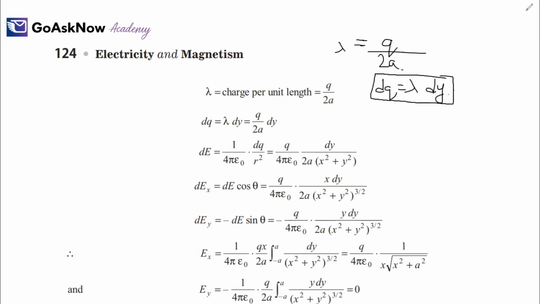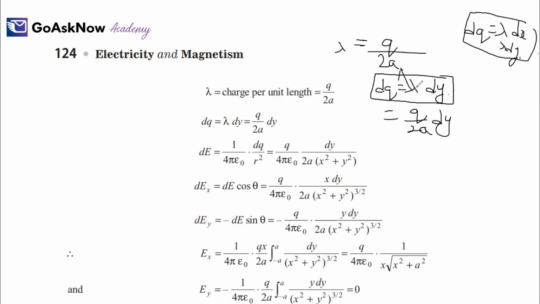For a point charge element, dq is equal to lambda dx or lambda dy. I have already told you this in previous lectures: how to take the point element on any continuous charge distribution. So the point charge for this element is lambda dy, which equals Q by 2a into dy. I have substituted the lambda value here.